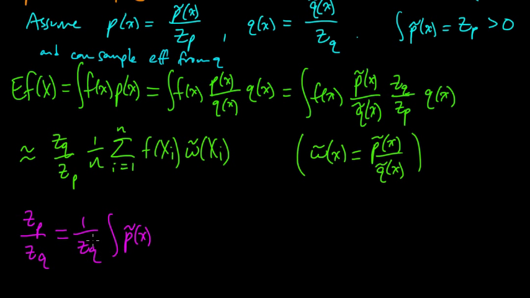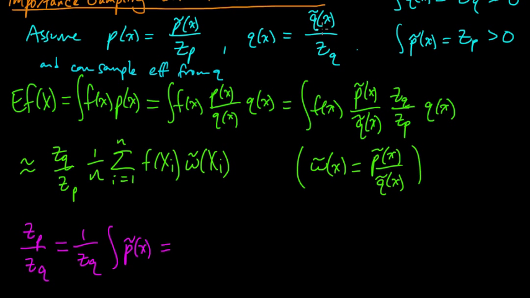And we want to somehow get rid of this Zq now, right? Because we don't know what that is. So Zq, we can use this definition here, q tilde over q. So we could put p tilde of x times q of x over q tilde of x.